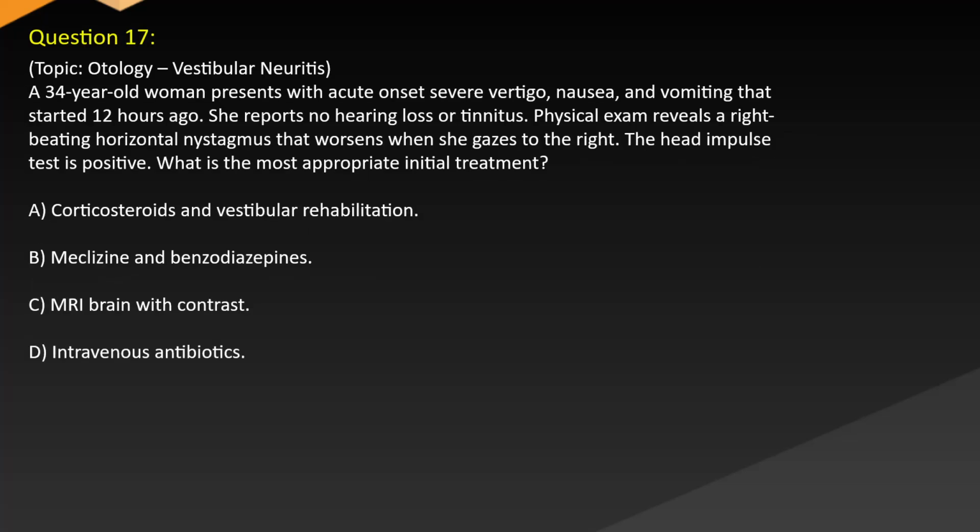Question 17. Topic: Otology. Vestibular neuritis. A 34-year-old woman presents with acute onset severe vertigo, nausea, and vomiting that started 12 hours ago. She reports no hearing loss or tinnitus. Physical exam reveals right-beating horizontal nystagmus that worsens when she gazes to the right. The head impulse test is positive. What is the most appropriate initial treatment? A. Corticosteroids and vestibular rehabilitation. B. Meclizine and benzodiazepines. C. MRI brain with contrast. D. Intravenous antibiotics.